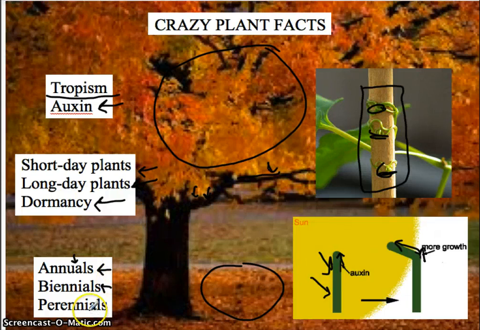But you do have a lot of perennials. Perennials last over a two year period. They produce a flower every year. Most of these have trunks or woody stems, and you'll be talking primarily about types of trees there.